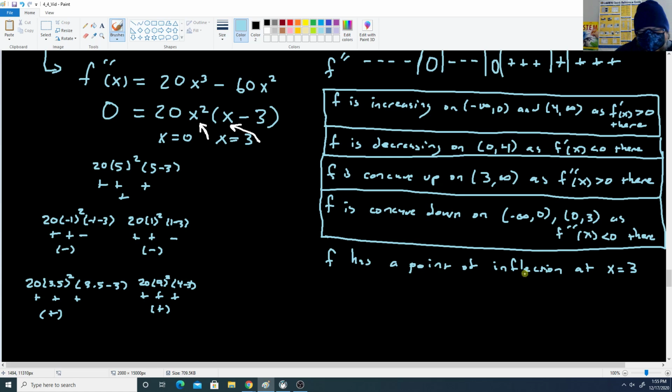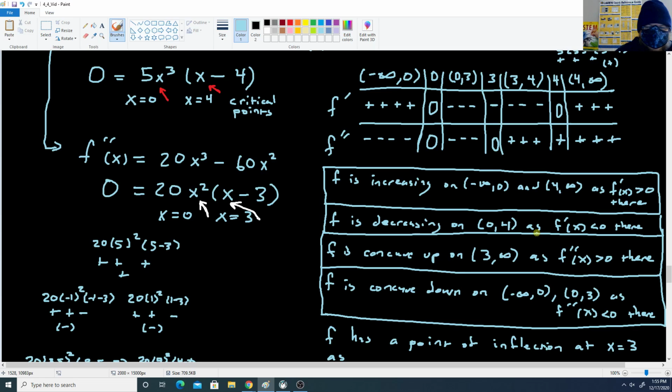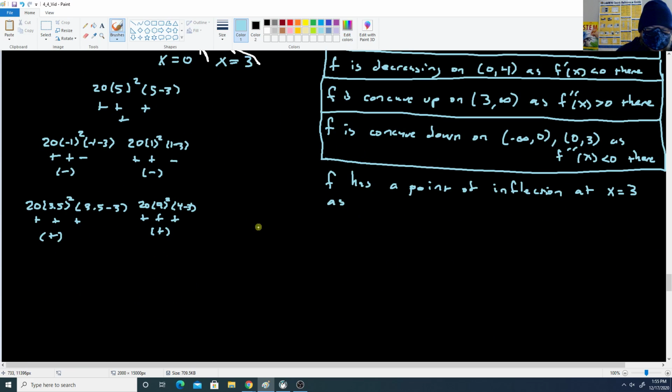So f has a point of inflection at x equals 3. As x equals 3, the second derivative is 0. So the point of inflection at x equals 3, sorry, it's f double prime of x is 0 at x equals 3.